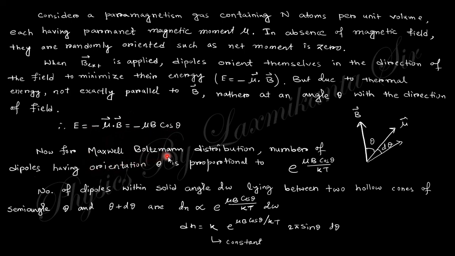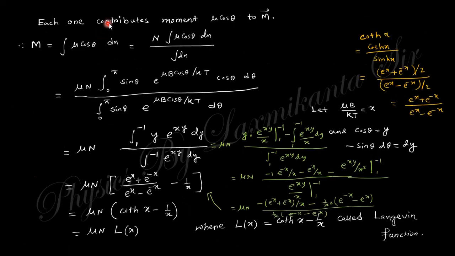Now, if you take the Maxwell-Boltzmann contribution, the exponential proportion will be like that. And now take this portion, theta to theta plus d theta. So the number of atoms within this span will be like that. Now from the Maxwell-Boltzmann distribution, if you take the average value, it will be like that, that is mu cos theta dn equals n mu cos theta dn by dn. Put in this value of dn, it will be like that.